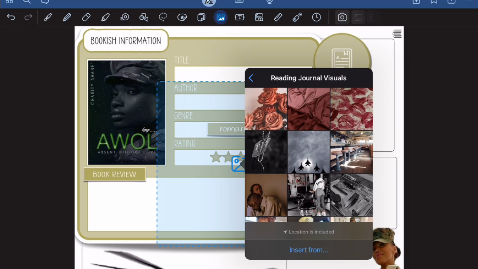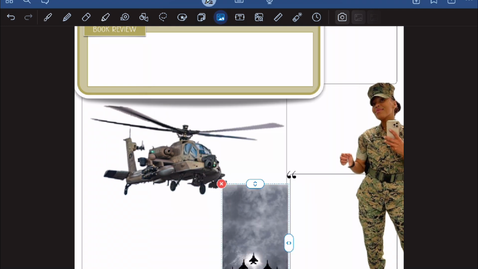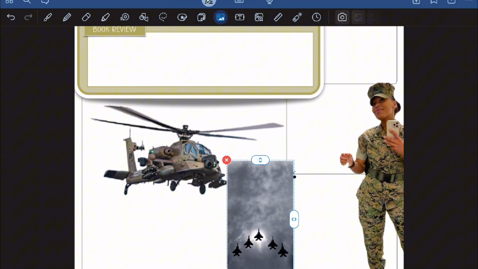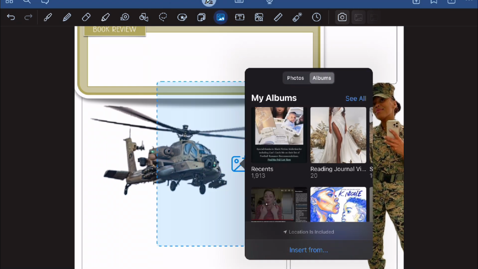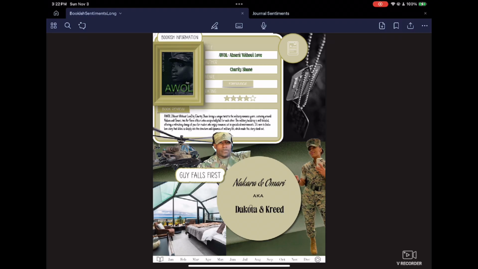But yeah, this one was about, I'm trying to remember because they had 2 different names. Their government names were Nakara. Yeah, there it is. Nakara and Omari. And their nicknames were Dakota and Creed. Creed was actually Omari's last name, but they called him Creed.